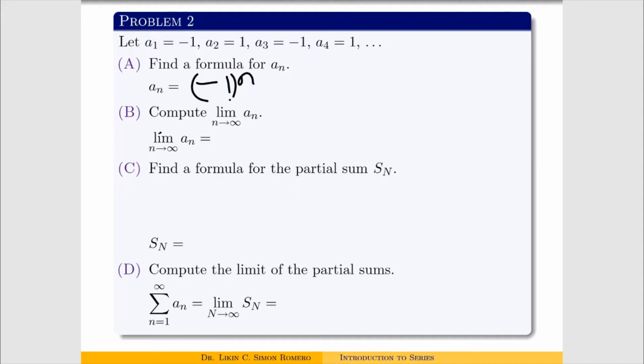All right, so for part B, it asks us to compute the limit as n goes to infinity of a of n. Now, for this case, if you remember from the previous section, this actually does not exist. It keeps alternating between -1 and 1, it never actually approaches a limit, and thus this sequence diverges.